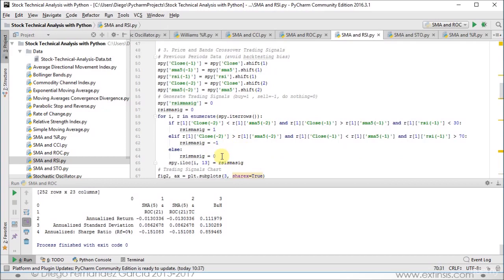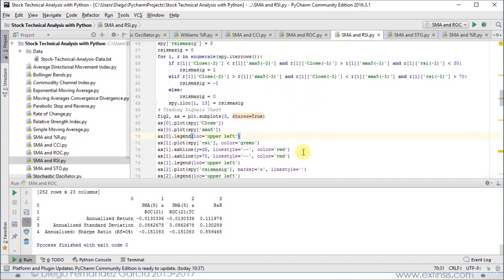In all those steps within the loop and the i counter, we are updating our original data frame SPY at iloc, which is i row, 13th column where we just created above with the corresponding signals we are obtaining within our for loop. Next step is we are going to do our trading signals chart, fig2, ax for axis equals plt.subplots, 3 of them which share x-axis as true.